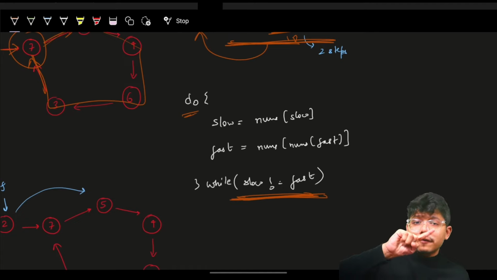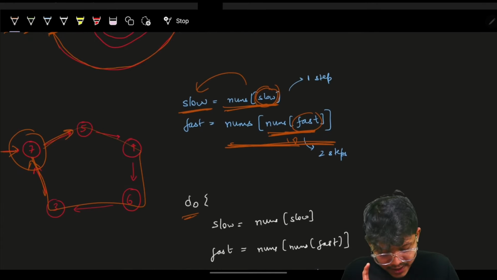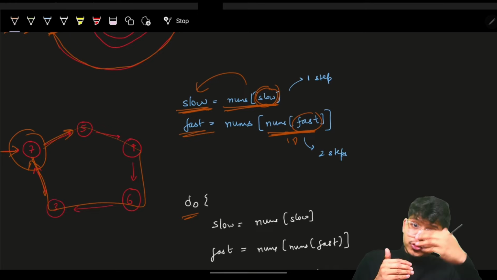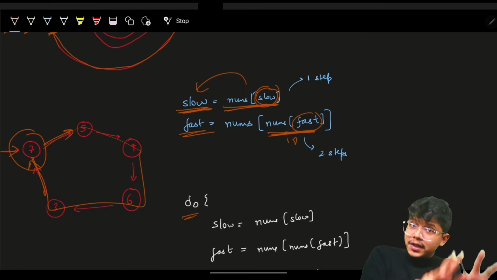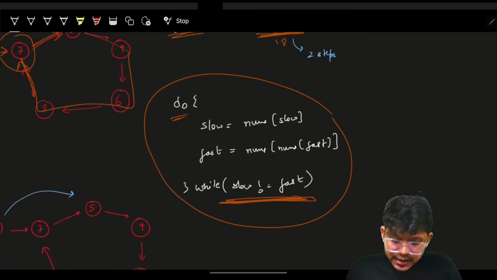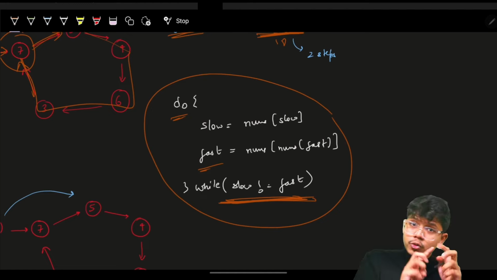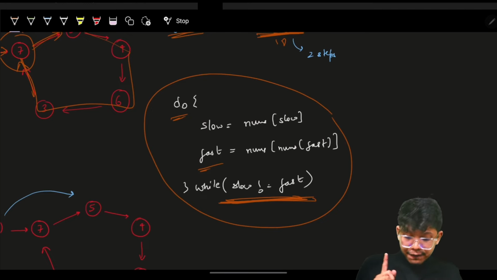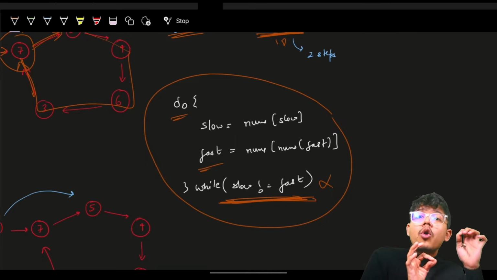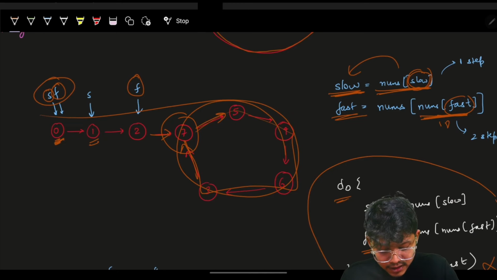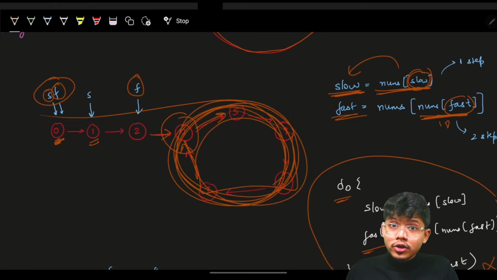Or if you don't want to use a do while loop, you can say, firstly move your slow 1 step, firstly move your fast 2 steps, so that both of them become different, and then you can start using a while loop. In the loop itself, I'll simply keep on moving my slow 1 step, fast 2 steps, and as soon as they meet, I will have to stop. If I don't stop, the loop can go on infinitely, because it is a cycle. So it will keep on going.